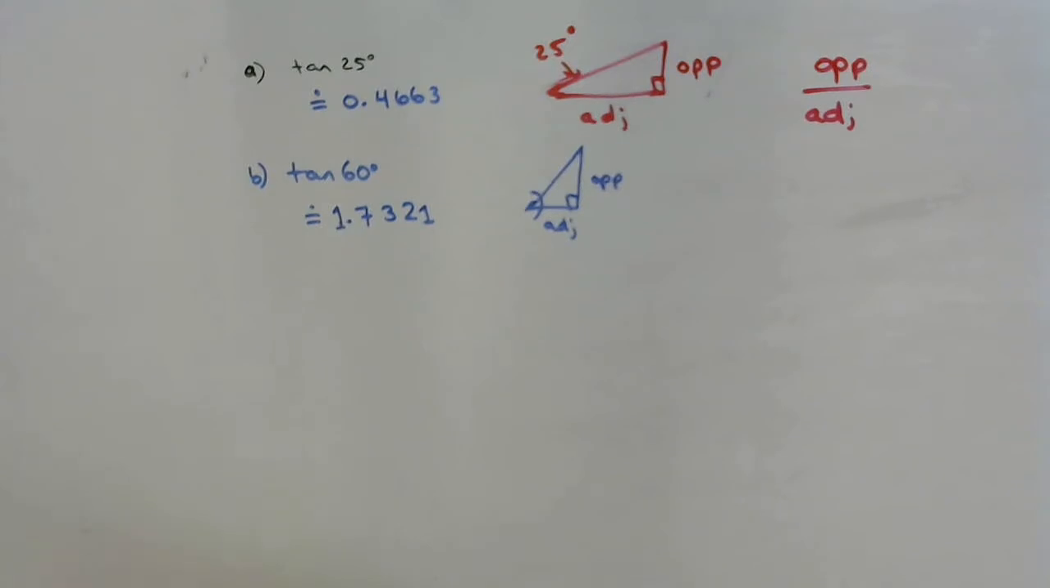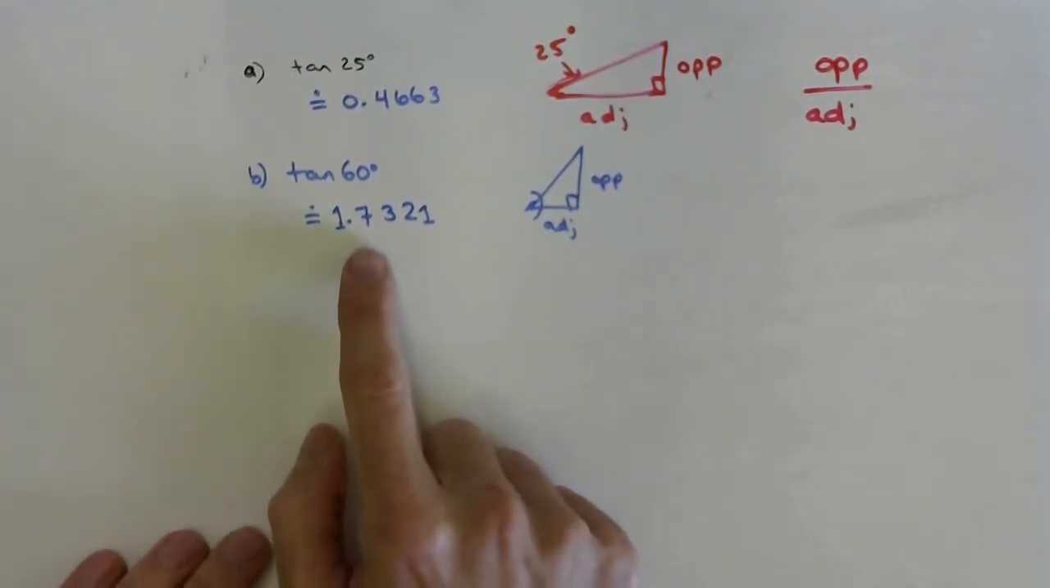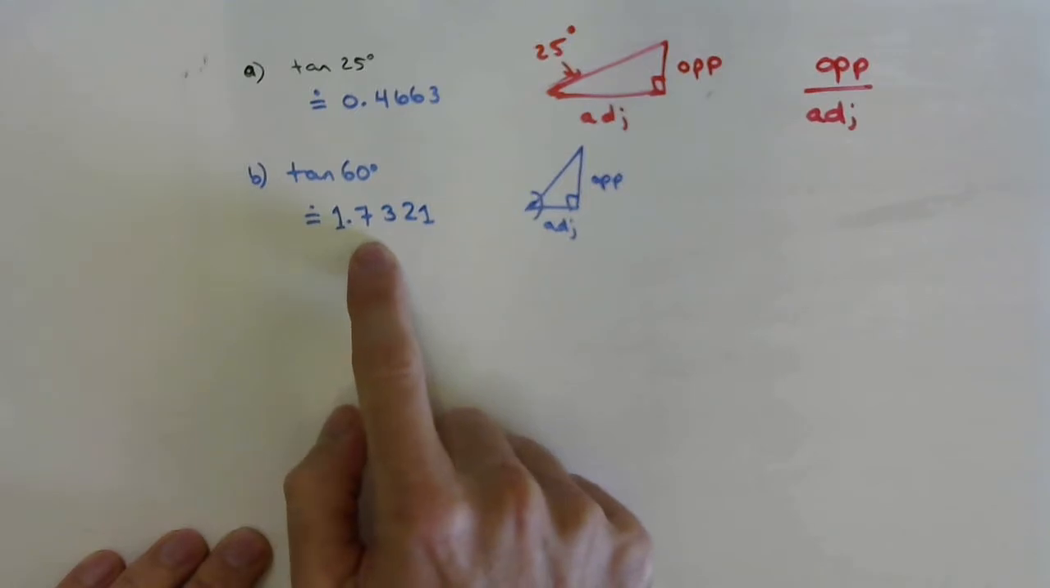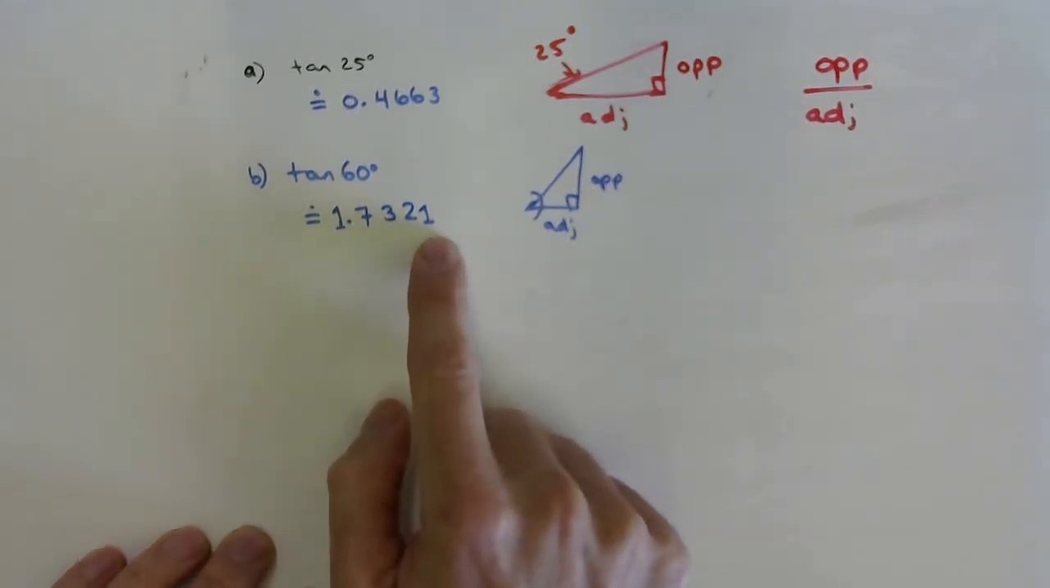Okay, pretty straightforward. Now you know how to get a ratio when you have the side lengths, and you know how to get the tan ratio when you have the given angle. Okay? And again, with your ratios, you're always going to leave them rounded to 4 decimal places.